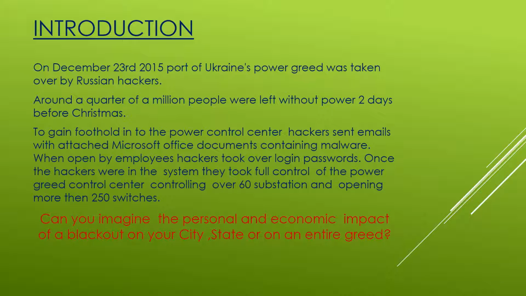Introduction. On December 23, 2015, part of Ukraine's power grid was taken over by Russian hackers. Around 250,000 people were left without power just 2 days before Christmas. To gain a foothold into the power control center, hackers sent emails with attached Microsoft Office documents containing malware. When opened by employees, hackers took over login passwords.